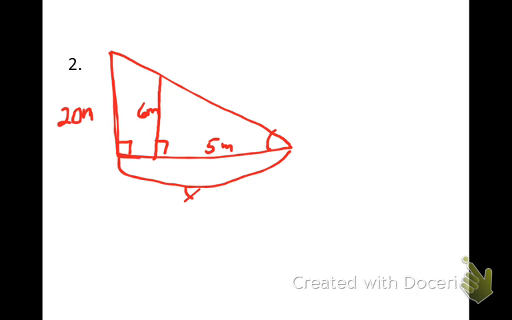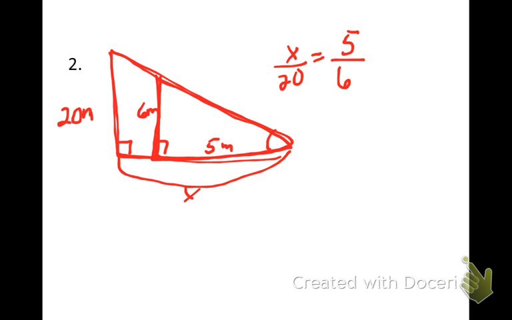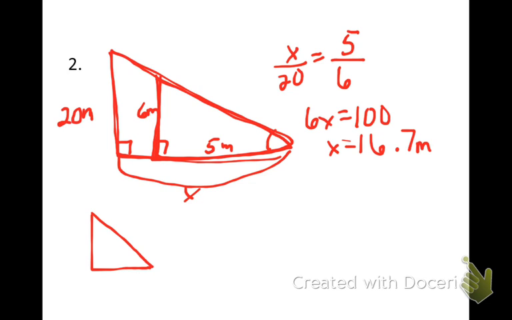So again, the big triangle is the one I want to look at first, because it's the x, so we can put x over 20. Then in the little triangle, what corresponds to the x? Well, it would be the 5, and what corresponds to the 20? It would be the 6. Once you get it set up, you just use your cross products. 6x equals 100. Divide and you get x equals, I'm going to just round it to the nearest tenth, 16.7 meters. Questions on that?